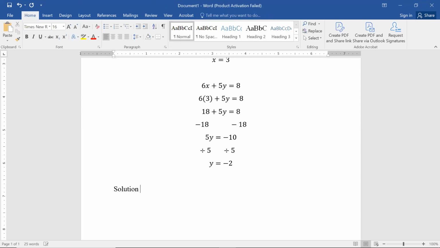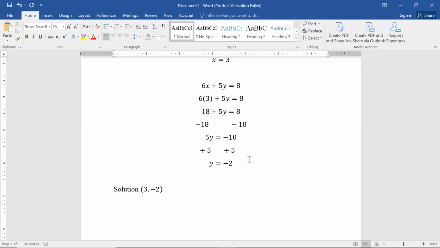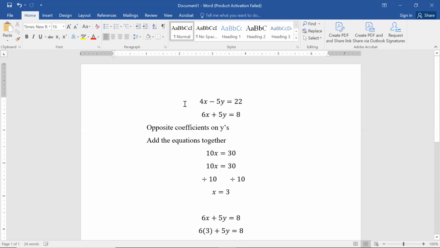Lastly, when you are writing a solution, if you write it as an ordered pair, the x always comes first, the y comes second, in the standard versions of ordered pairs. You always do x comma y. So in this case, we have 3 and negative 2. So that's the solution to the system of linear equations that we saw displayed above here. So that is the solution.